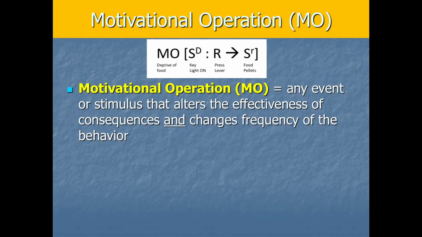Okay, for this video, one last bit of terminology I want to talk about, one last bit of complexity to our operant conditioning model before we finish the video and get on to some easier stuff. The last thing I want to discuss is called motivational operations, MO, which is basically any event or stimulus or operation we can do that alters the effectiveness of consequences and thus changes the frequency of a behavior. Okay, what? Let me clarify.